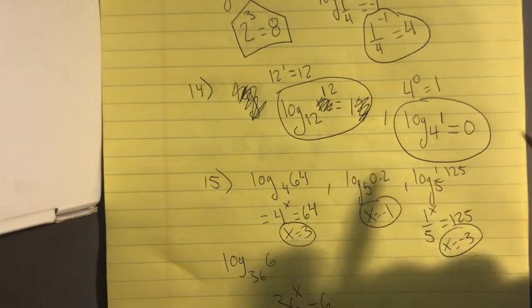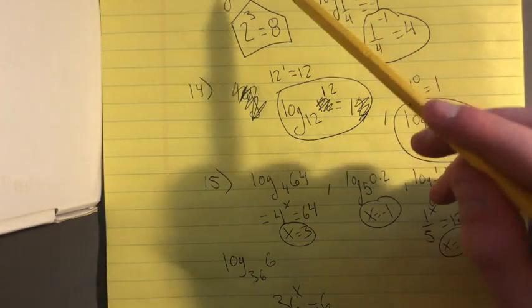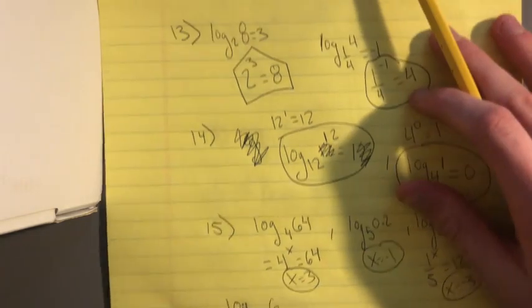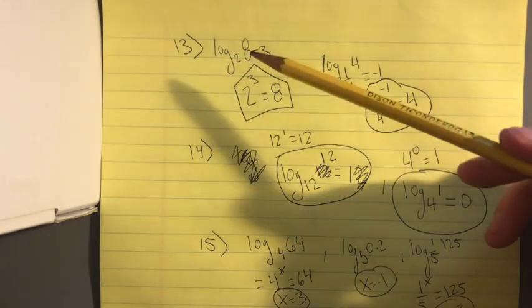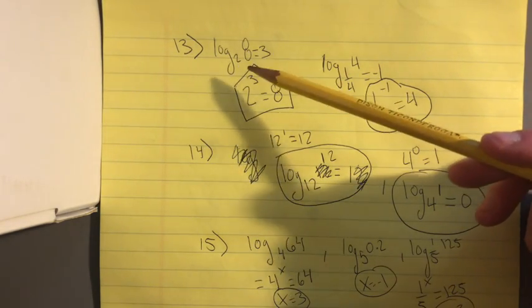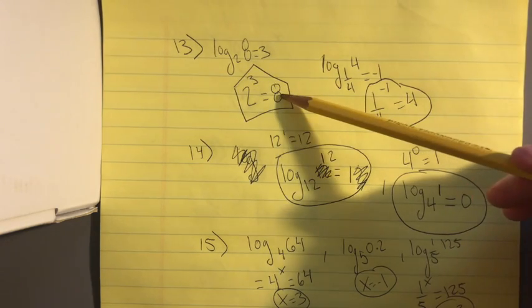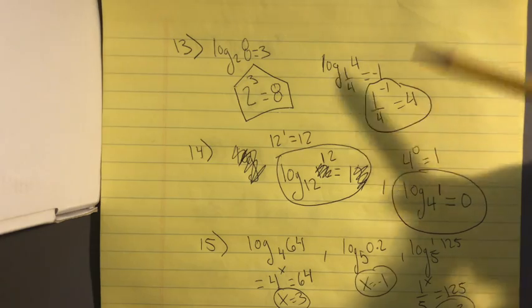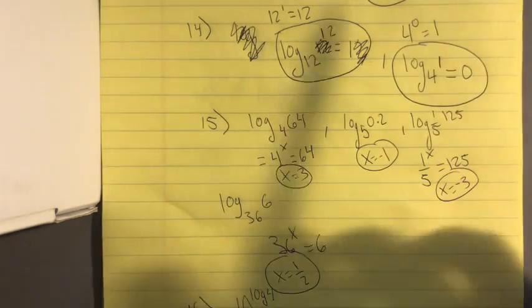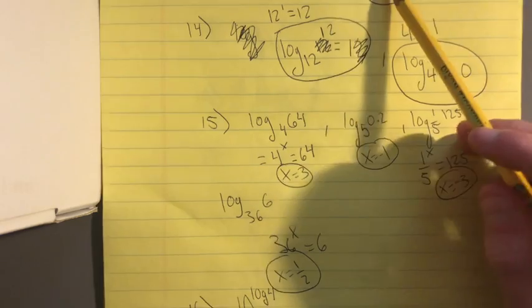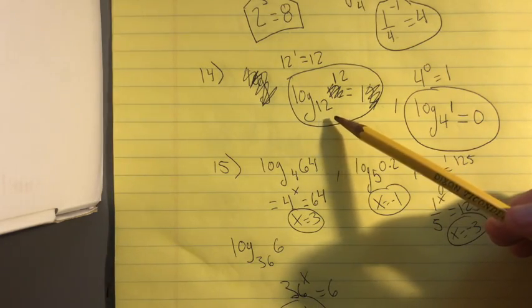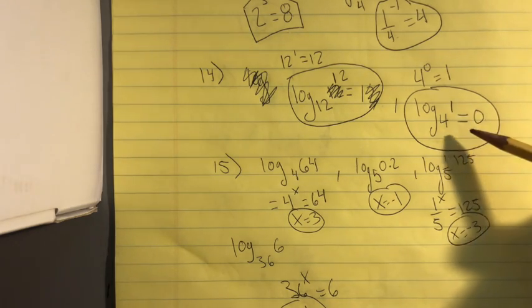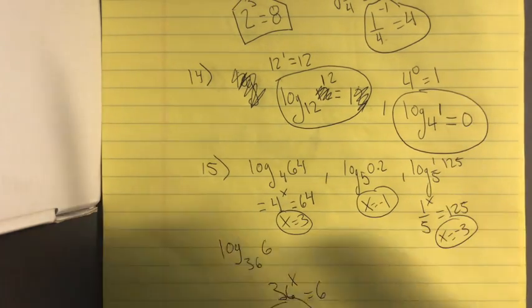Question 13 was just figuring out how to put a logarithm into an exponential equation. So you just basically put this in the exponent, this is your answer. And then same with this, and this is your answer. And then 14 is the opposite of that, so you're just going to work backwards off of 13. So you got log base 12 of 12 equals 1 for that one, and then log base 4 of 1 equals 0 for this one. And that should be good.